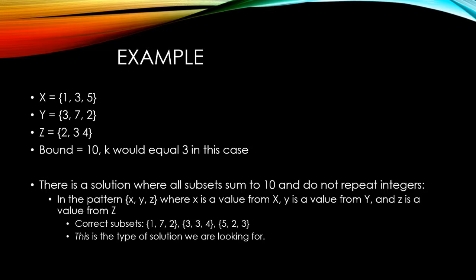There is a solution where if the sets are shuffled correctly, all subsets sum to the bound, this solution being 1, 7, 2, 3, 3, 4, and 5, 2, 3. All three of those are subsets, which can be made using the three sets given. And they all sum to 10, which is the bound.